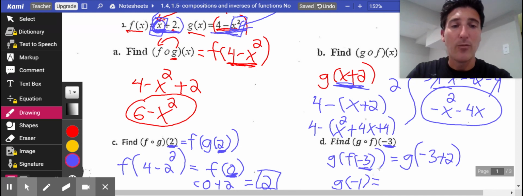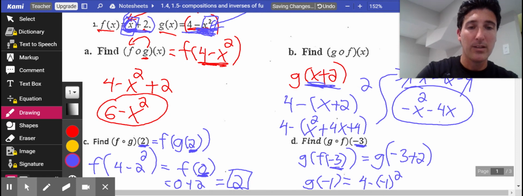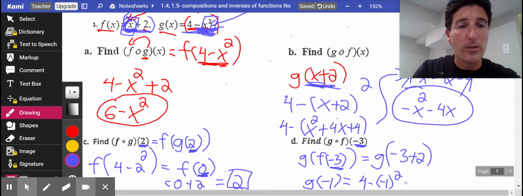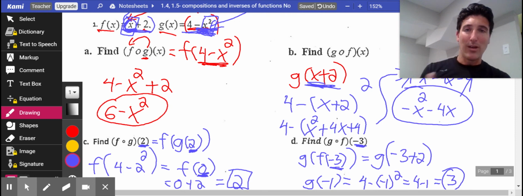And then for g of -1, we're plugging -1 into the x for g of x. So it's this x squared. So it's going to be 4 minus, and then it's -1 squared. -1 squared is going to give us 1, so it's 4 minus 1, and it gives us 3. So when you look at the whole FOG, GOF, it looks a little confusing, but all you're really doing is substituting.